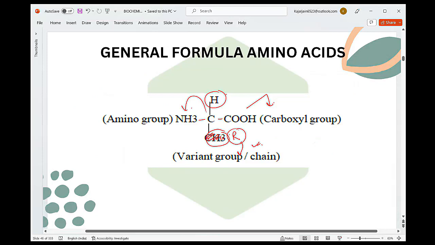Now you have a homework for you all. You have to find out which amino acid has CH3 as a variable group. Find it out: which amino acid has CH3 as a variable group in its structure? Find it out after the class.